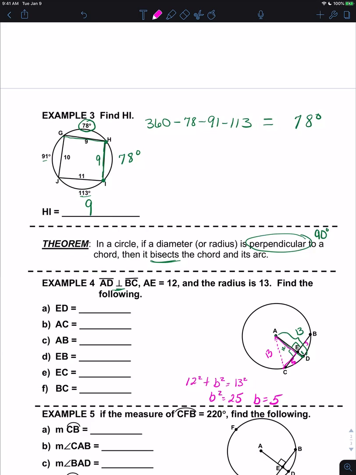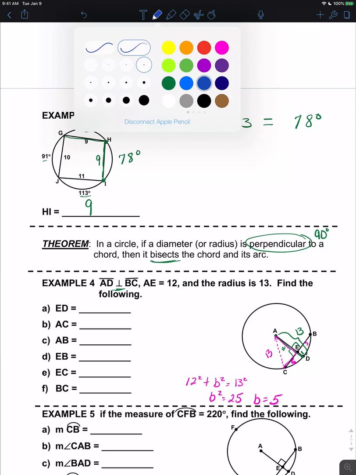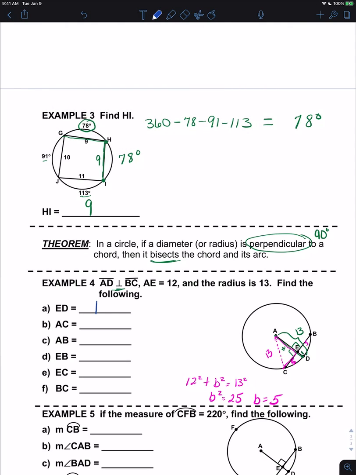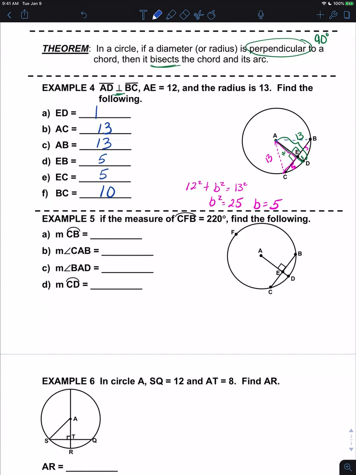All right, so let's go look and see what some of the questions ask. It says, what is E to D? Well, E to D is 1. Already figured that one out. What is A to C? Well, A to C is just another radius, so any radius is 13. A to B, that would also be a radius, so that's 13. E to B, we found that is 5. E to C is also 5, and then B to C, the whole thing, would be 5 plus 5, which is 10. So these are just fun puzzles like we've talked about before in class.